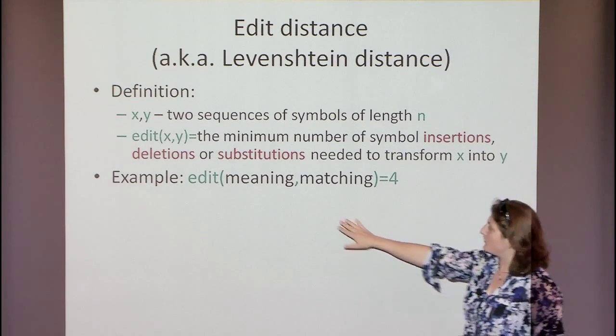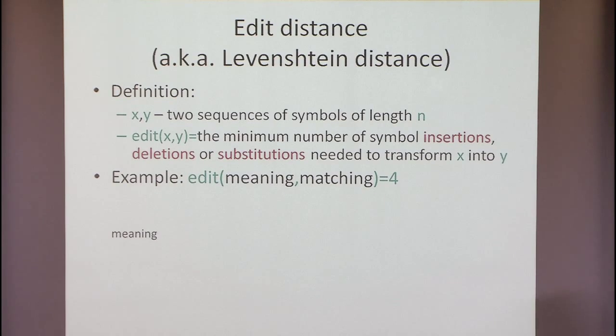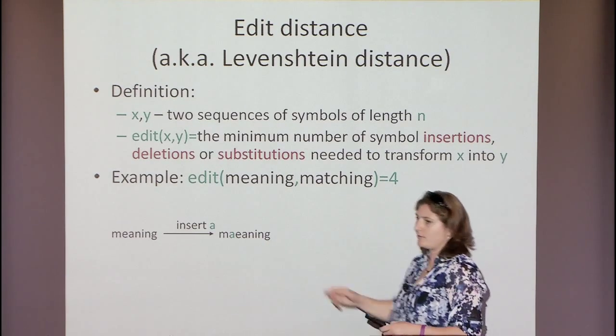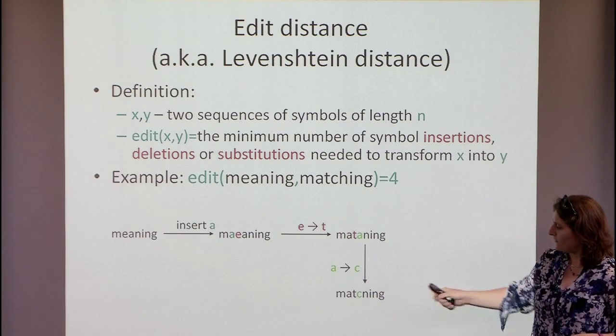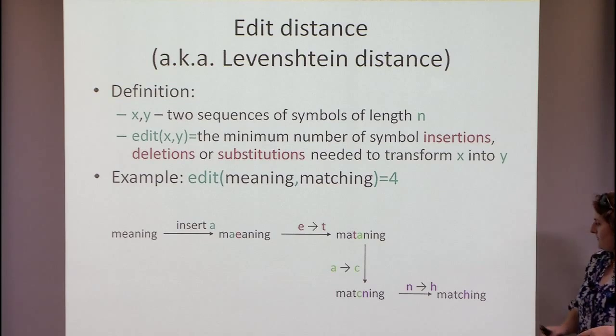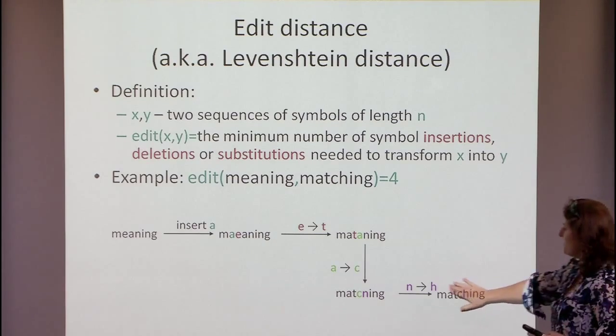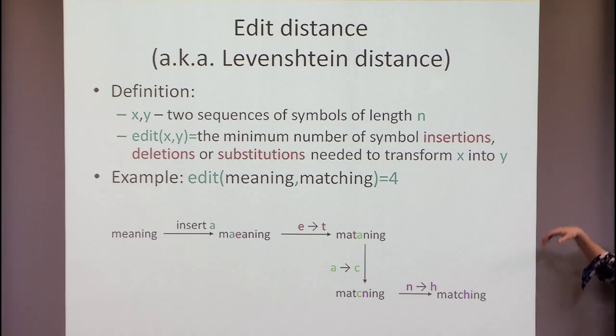If we take the same two words as before, meaning and matching, you can transform one to the other in the following way. We take meaning, then we insert A in front of E. Now it becomes this bizarre word. Then we transform the E into a T. After that, you make A into a C, and then N into a H. And this concludes the transformation. And the number of changes you make is 4. So each one of the insertion, deletion, and substitution has a cost of 1. And so you want to find the minimum way to get from one word to another in this way.